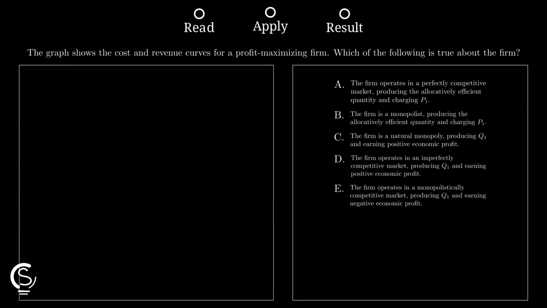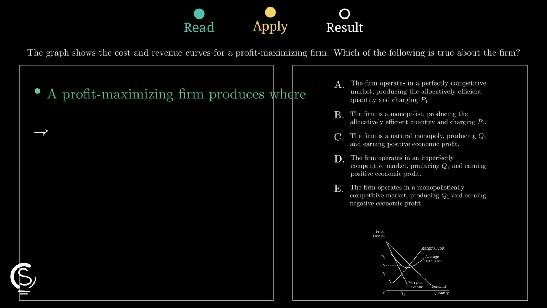First, we locate where marginal revenue equals marginal cost to find the profit maximizing quantity. On this graph, that intersection happens exactly at Q1, which is our target production level. Next, we move up from Q1 to the demand curve to find the price. Since the price P1 is higher than marginal cost, we know this firm is imperfectly competitive.